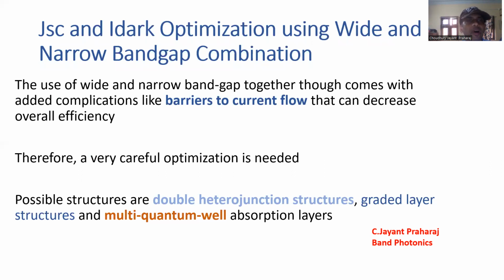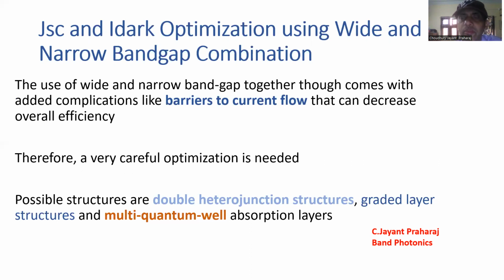In this slide, we talk more about the short circuit and dark current optimization using the combination of wide and narrow band gaps. Now, when we use the combination of wide and narrow band gaps, there are some added complications like barriers to current flow. So a very careful optimization is needed. What do I mean by that?